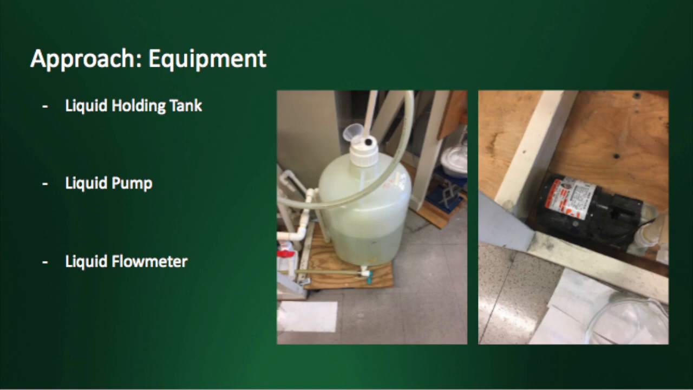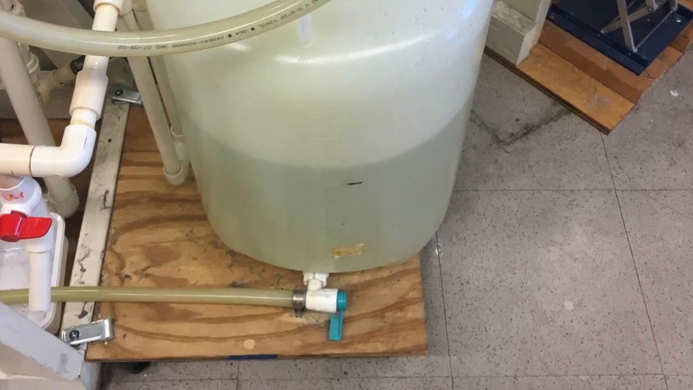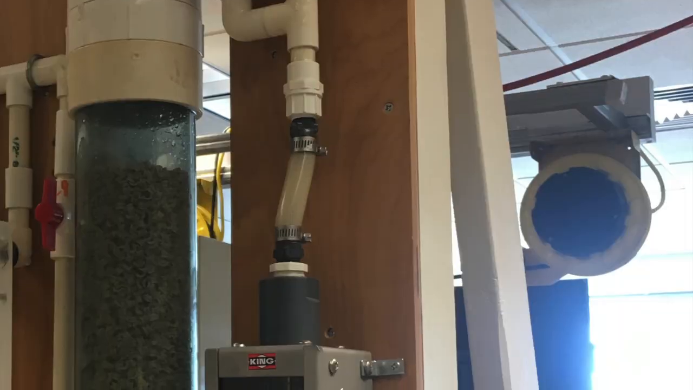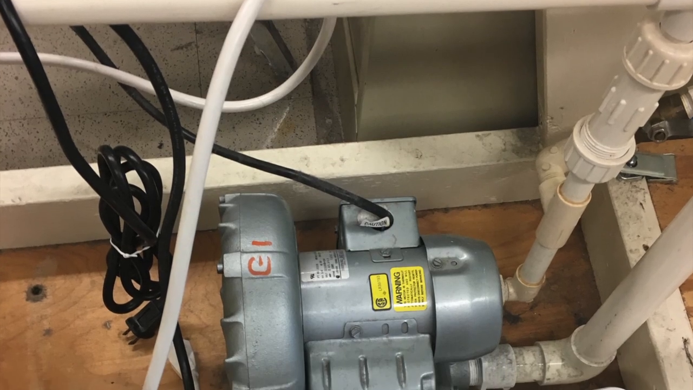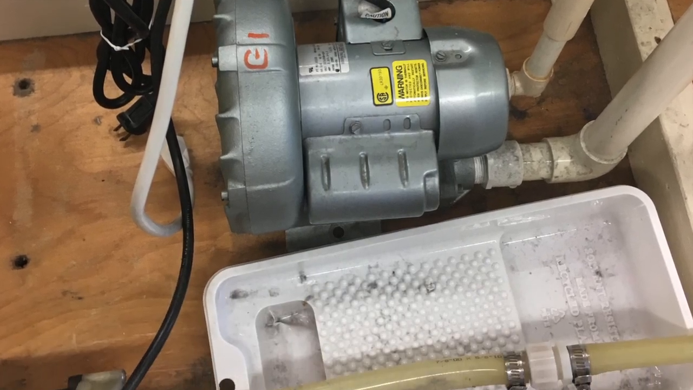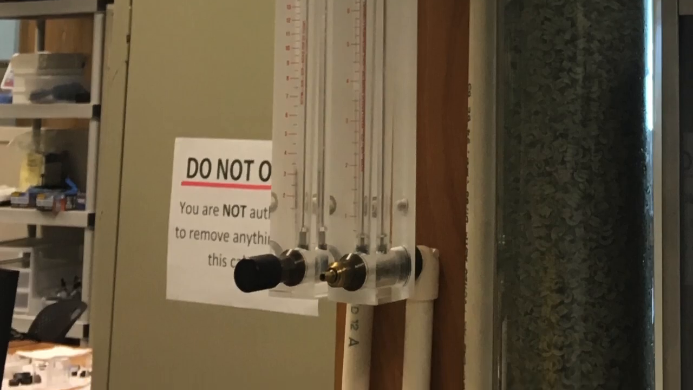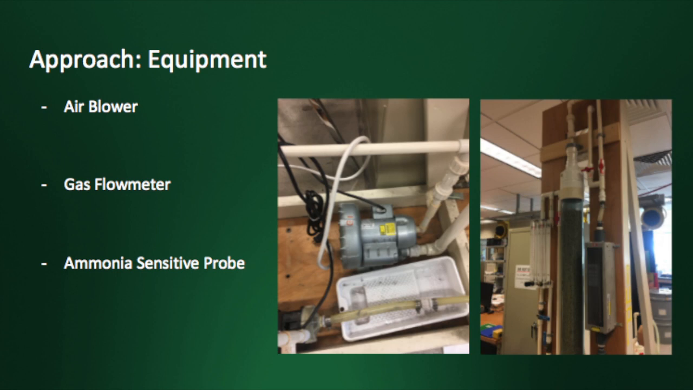In terms of equipment used, to conduct this experiment, a liquid holding tank for the ammonia-rich solution is required. This tank is to be connected to a liquid pump, which will transport the liquid flow into the column, passing through a liquid flow meter. In addition, an air blower also forms part of the setup to transport the vapor into the column, passing through a gas flow meter. Lastly, an ammonia selective probe is to be used to analyze sample concentrations.